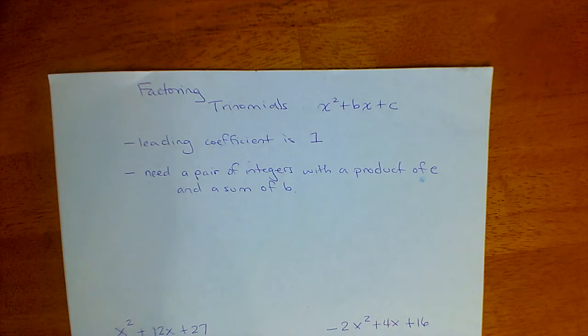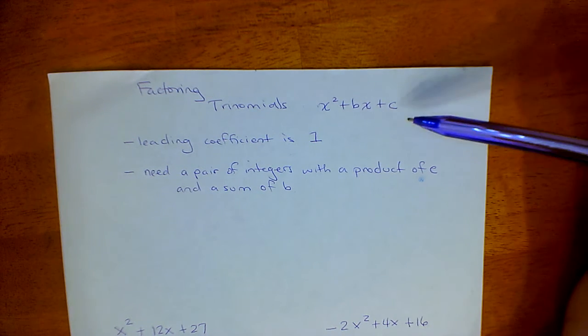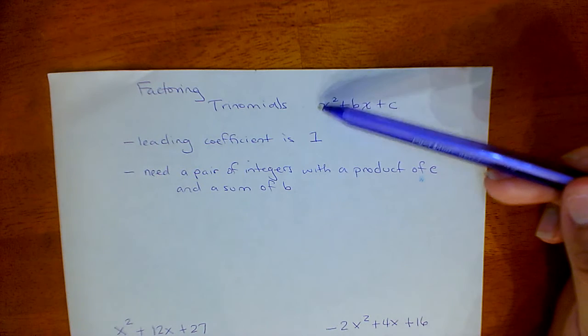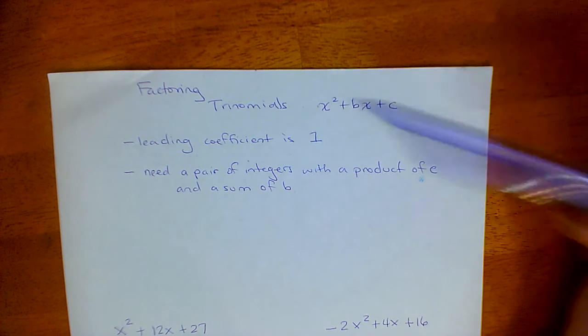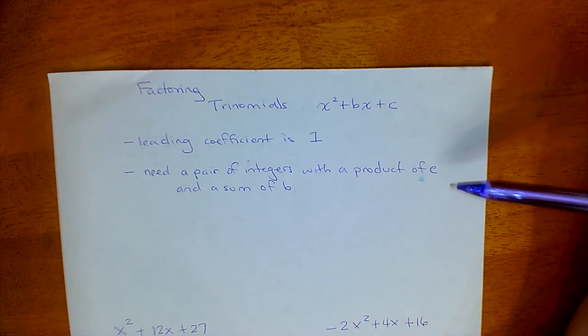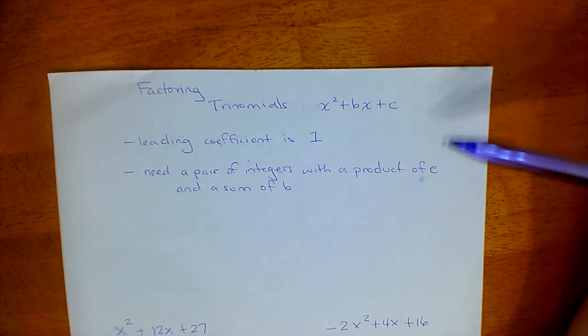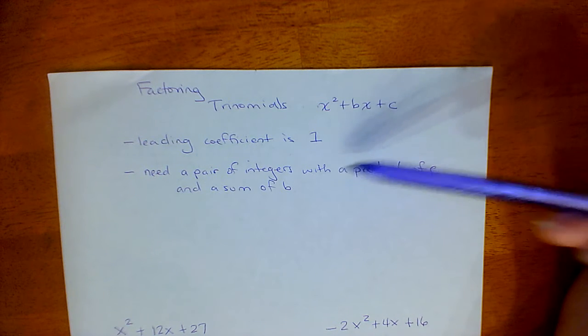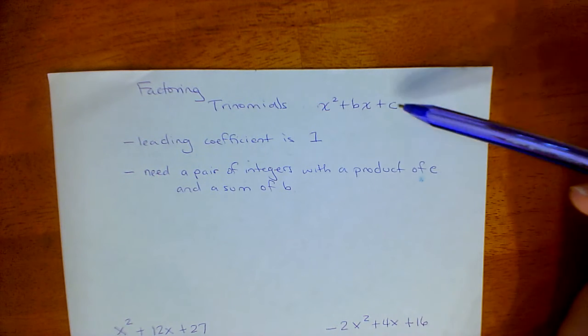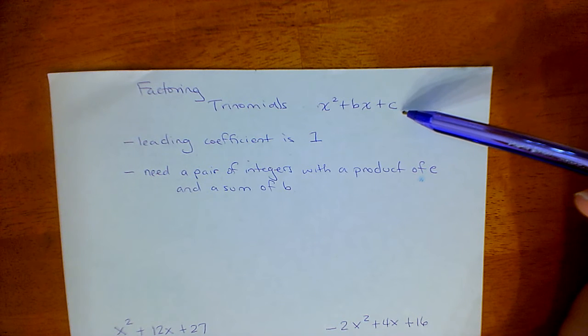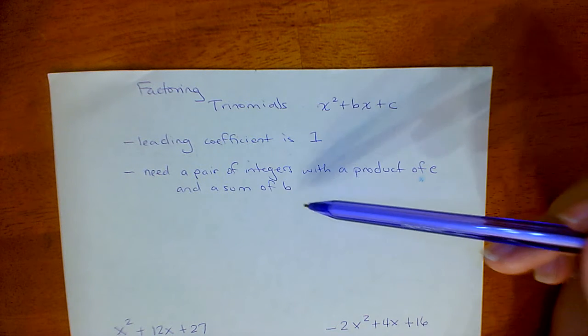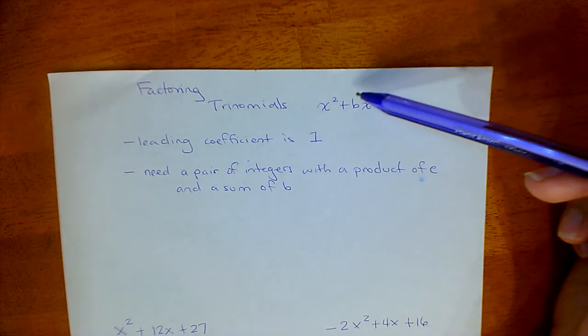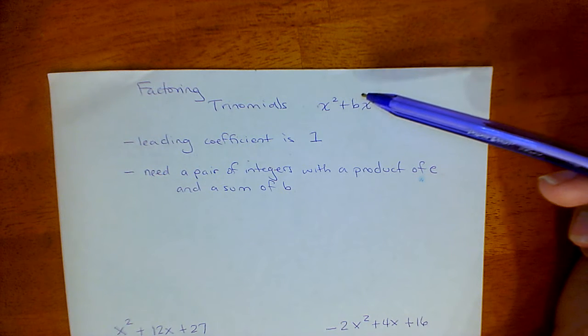So for this video, we'll be looking at how to factor trinomials of the form x squared plus bx plus c. Here we are assuming that our leading coefficient is a positive 1, even if it's not written there. And what we're going to be looking for as we try to do this factoring method is pairs of integers that have a product of c, which is going to be our constant term in the polynomial, and they have a sum of b, which is going to be the coefficient of our middle term.